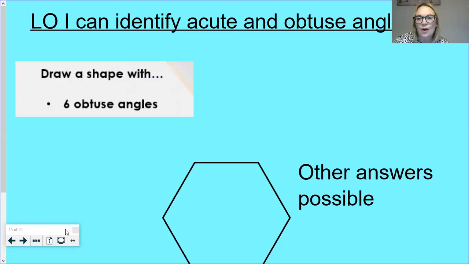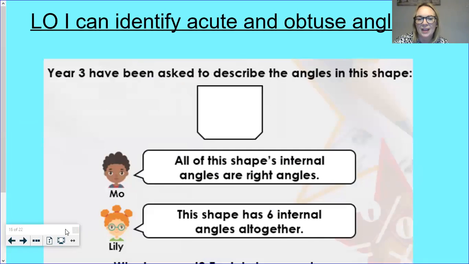Here is one possible answer of a shape with just 6 obtuse angles, and that, of course, is a hexagon. You can see there it's got 6 obtuse angles. I'm sure there's some other answers, and I'm sure you may have come up with some really brilliant ideas. So well done. Nearly at time for the worksheet. I think this is our last challenge to do together.